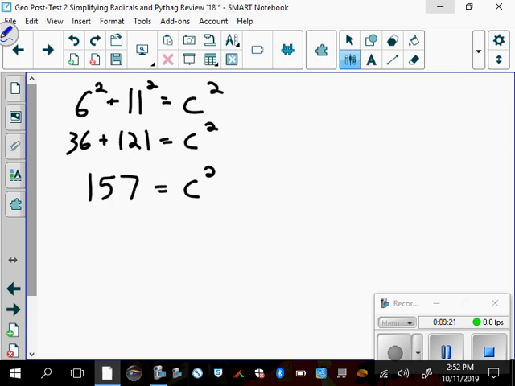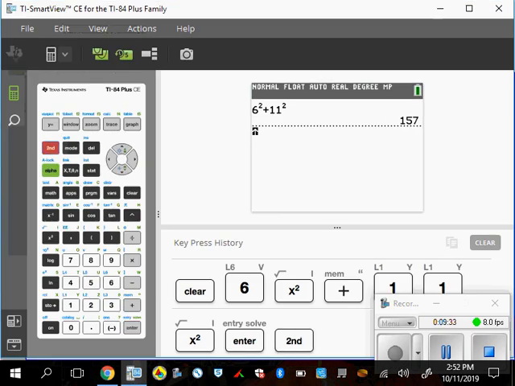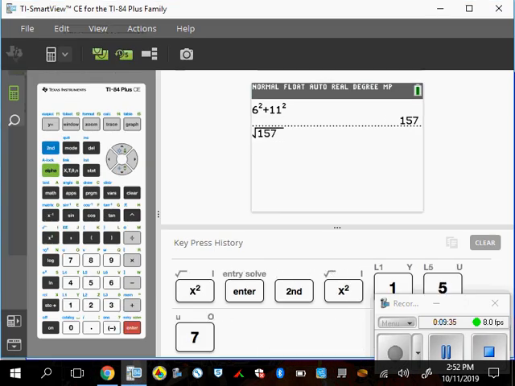You're thinking it, I'm thinking it. If I square root a squared, it goes away, so I'm just left with C. Then I'd want to determine, can I take the square root of 157? I can check that in my calculator. No, I can't. So now I'm going to try and figure out, is there a perfect square that goes into it?